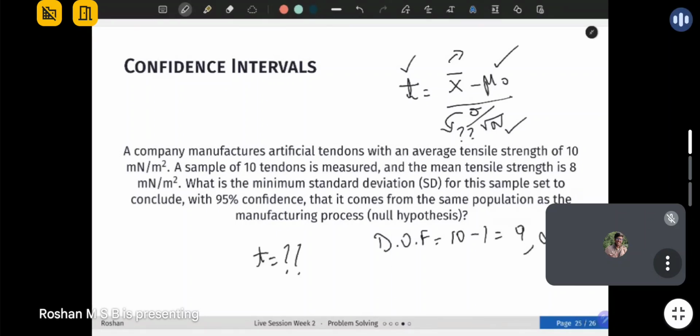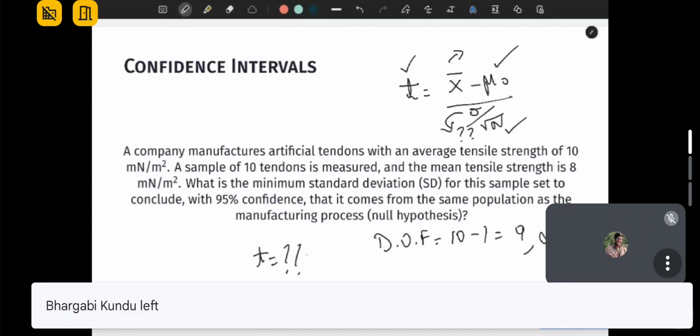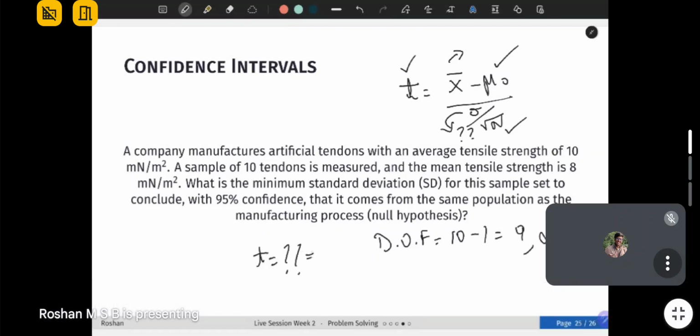So these two are given. What will be my T value? I think 2.262. Okay. Yes.